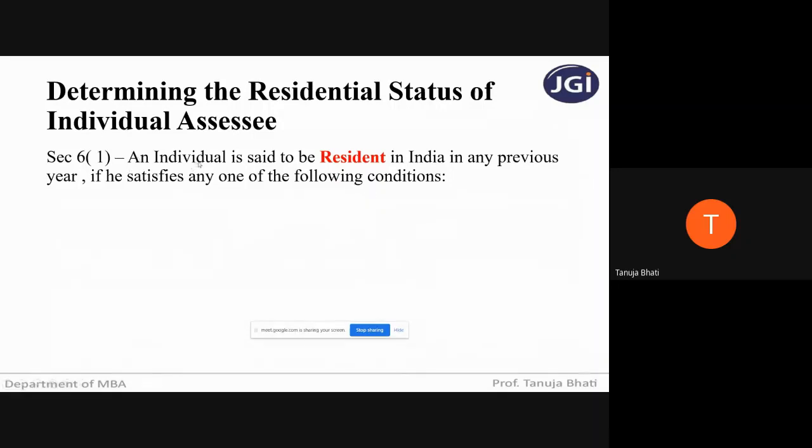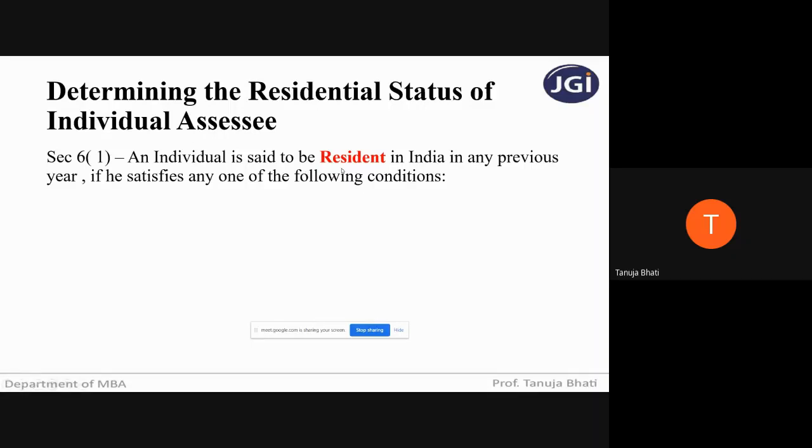So an individual is said to be a resident in India in any previous year. You all know the meaning of previous year. Previous year is the year in which you are earning income. It is a period of 12 months commencing from 1st April and ending on 31st March of the succeeding year. So any individual is said to be a resident in India if he satisfies any one of the following conditions. Remember, there are two conditions which will be following on the screen. They are called the basic conditions.